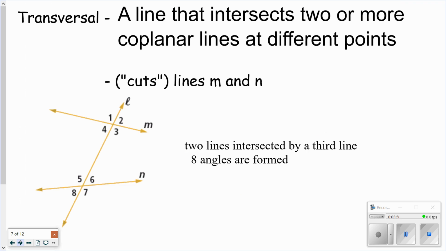A transversal. A transversal is a line that intersects two or more coplanar lines at different points. So this line right here, line L, would be my transversal. It intersects and cuts lines M and N. So when two lines are intersected by a third line, that means 8 angles are going to be formed. And if you look at our diagram, we see all the angles, 1, 2, 3, 4, 5, 6, 7, and 8. These angles are going to have names, and they're going to be very important in this chapter.